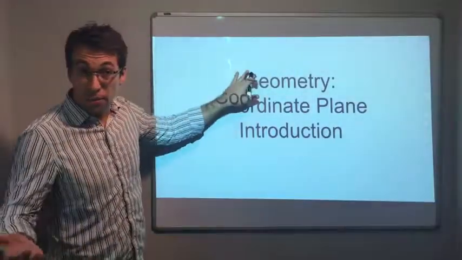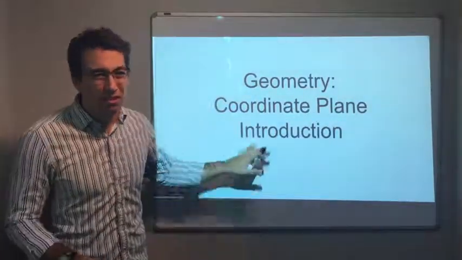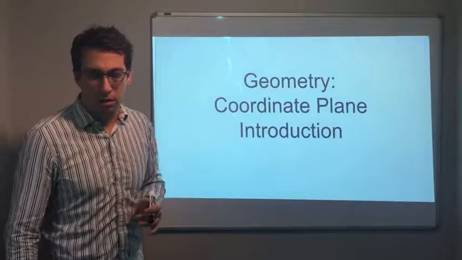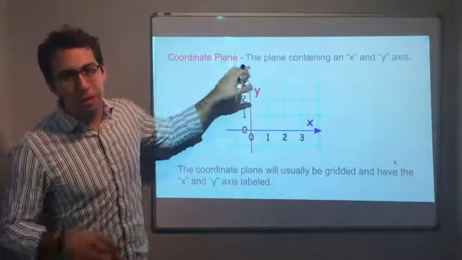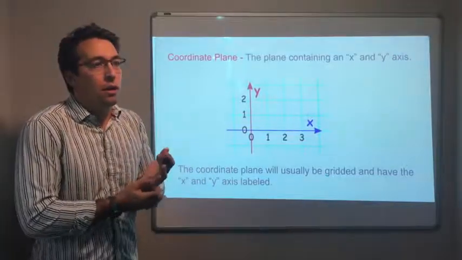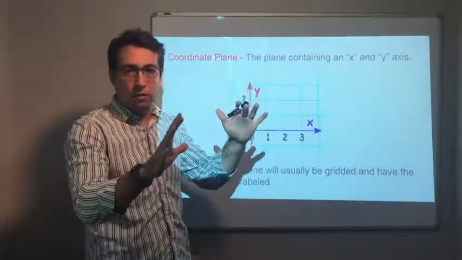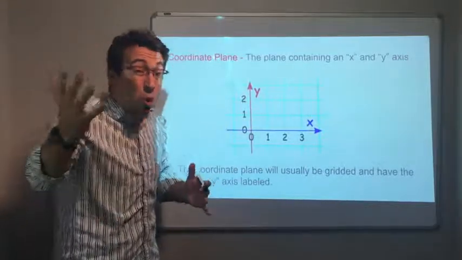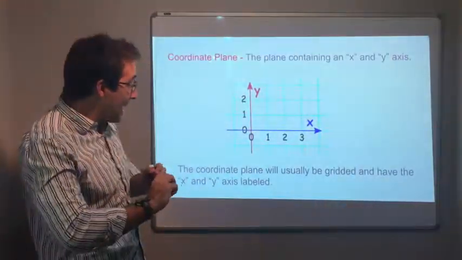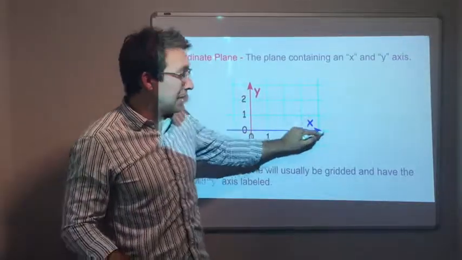Today we're talking about geometry, and specifically the coordinate plane. What is the coordinate plane? This is the introduction. The coordinate plane is a plane containing an x and y axis. A plane is just a flat surface, and it becomes a coordinate plane when we add the y-axis and the x-axis.